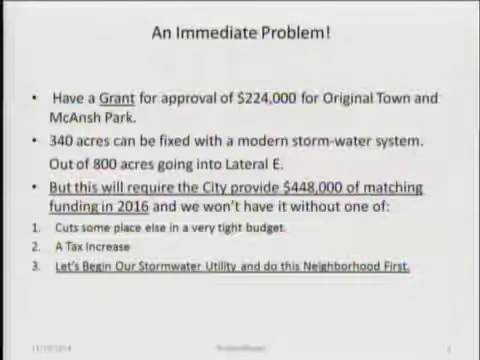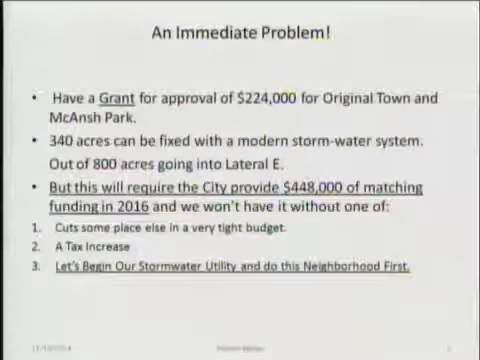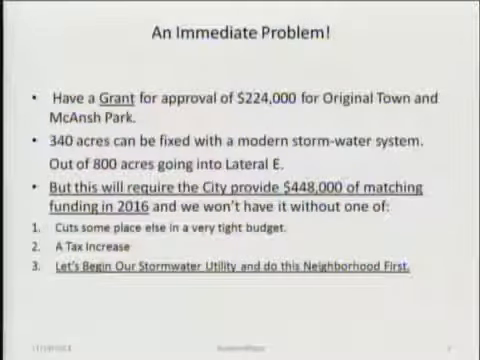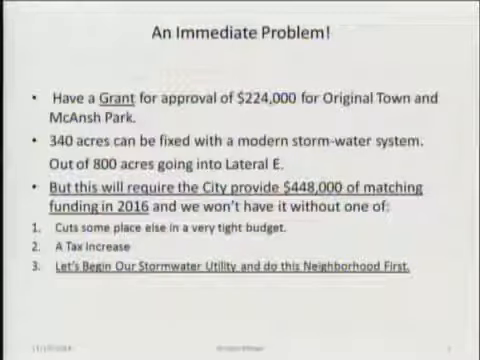Or we can begin our stormwater utility and do this neighborhood first. And I think this is a good place to start, just as we started with the STEP system in the Bethel Creek area. I think we have our first target neighborhood to do what needs to be done.